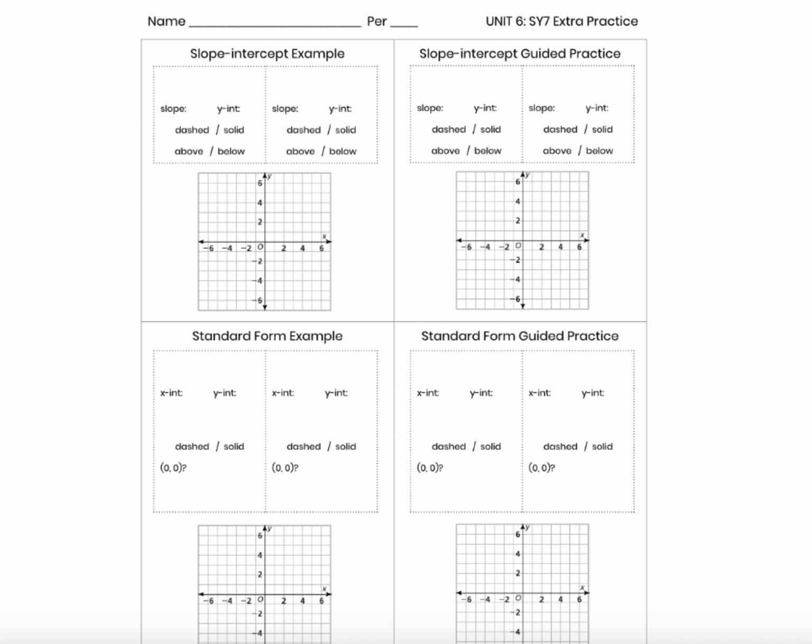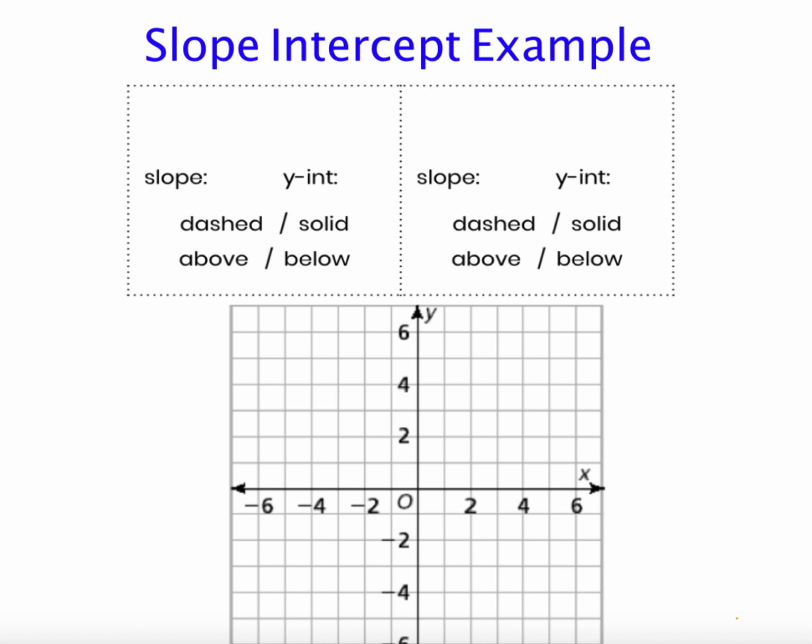Let's start with that upper left slope-intercept example. The system is not written on your worksheet, so you're going to need to write in each inequality one at a time, and then we'll consider the system. So the first inequality that you're writing is y is greater than 1/2 x plus 3.